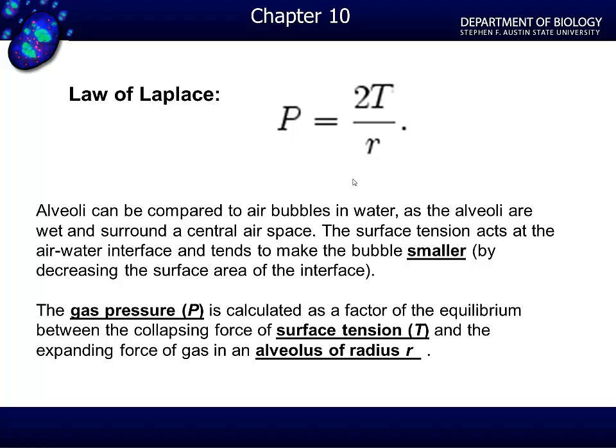Now, the law of Laplace basically summarizes how this happens. In the law of Laplace, this is the air pressure needed to keep an alveoli open. The pressure needed to keep an alveoli open is basically going to be proportional to the surface tensional forces and inversely proportional to the radius. As the radius decreases, this pressure is going to increase. But with surfactant, this factor, T, the surface tensional forces, is zero. So regardless of the radius, the pressure needed to keep this alveoli open is going to also be zero.